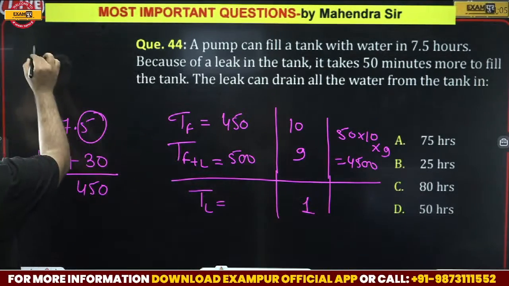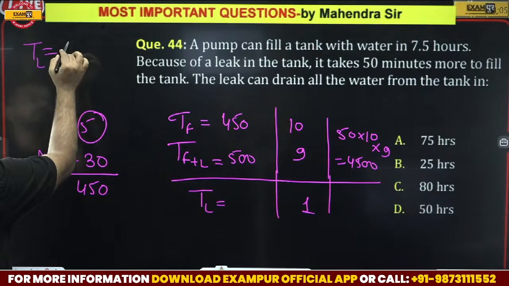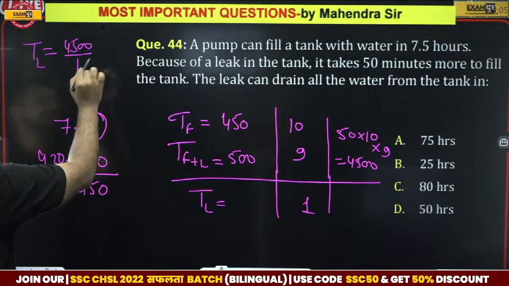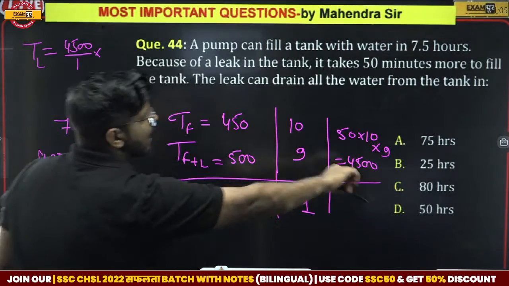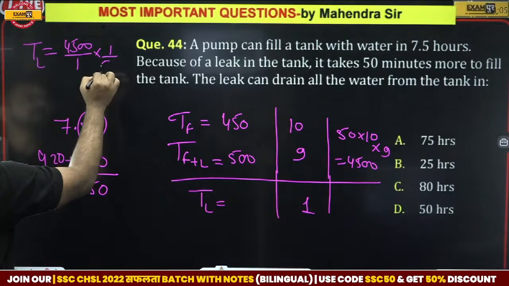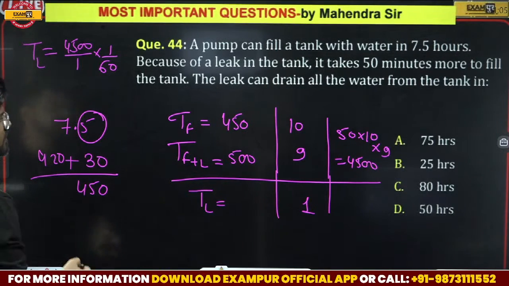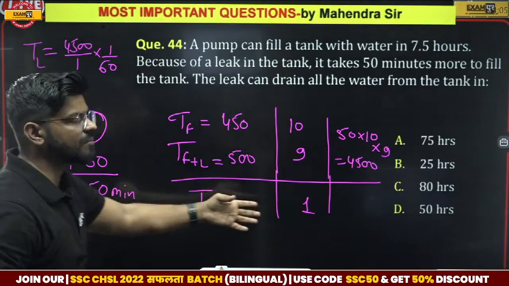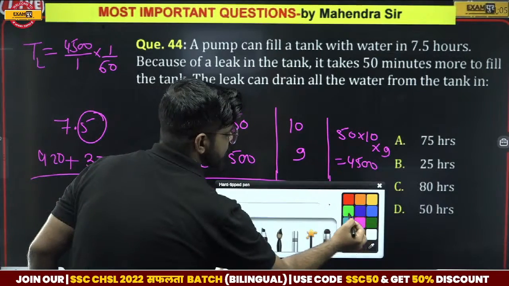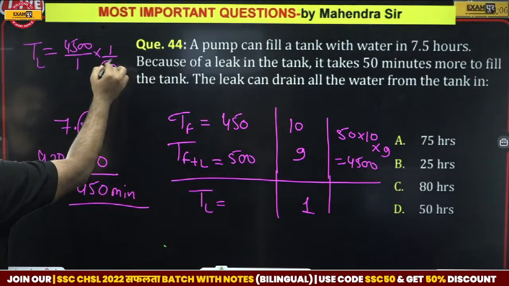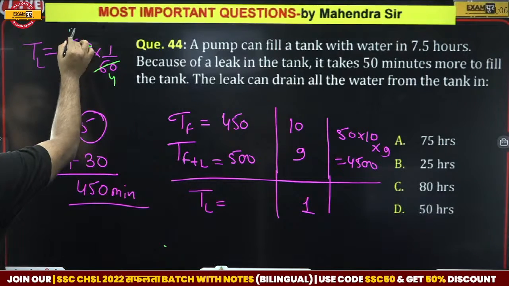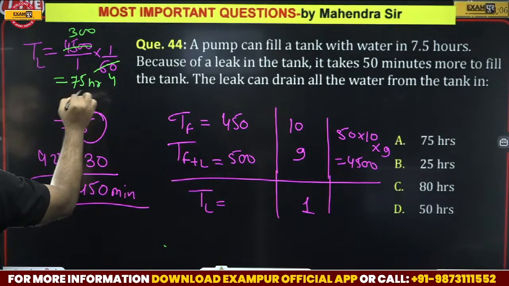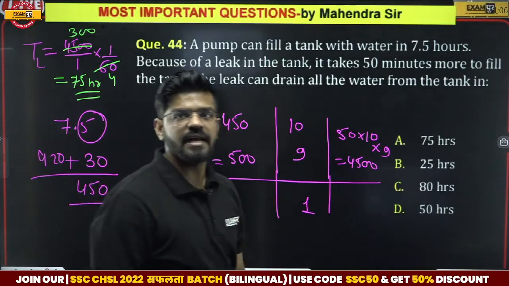There are 4,500 liters. So the time period of the leak is 4,500 liters divided by 1. Now it is in minutes. To convert it into hours, we divide by 60, 1 by 60. This is the minute time because we have converted it into minutes, so my answer will come in minutes. Let's solve and we get the answer. 15 4s are, 15 3s are, 4 will get cancelled out. We will get 75 hours as my answer.